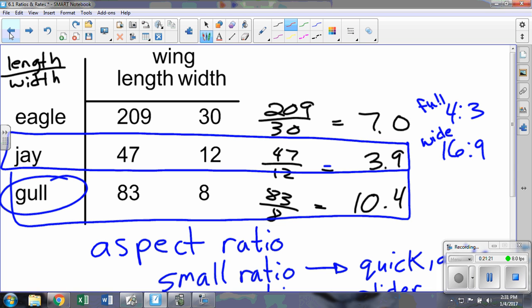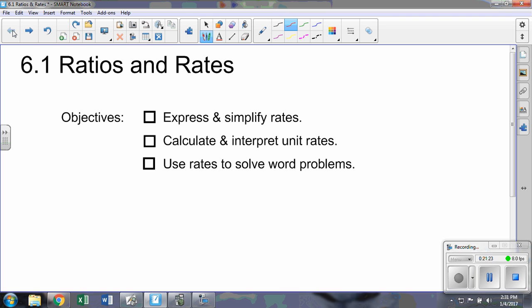And ultimately, they all address our three objectives. You could use fractions to write up a ratio or rate, same way that you would simplify them. We could take unit rates, just divide out the denominator and interpret them. And by paying attention to conversions and the labels, we can actually solve word problems too.